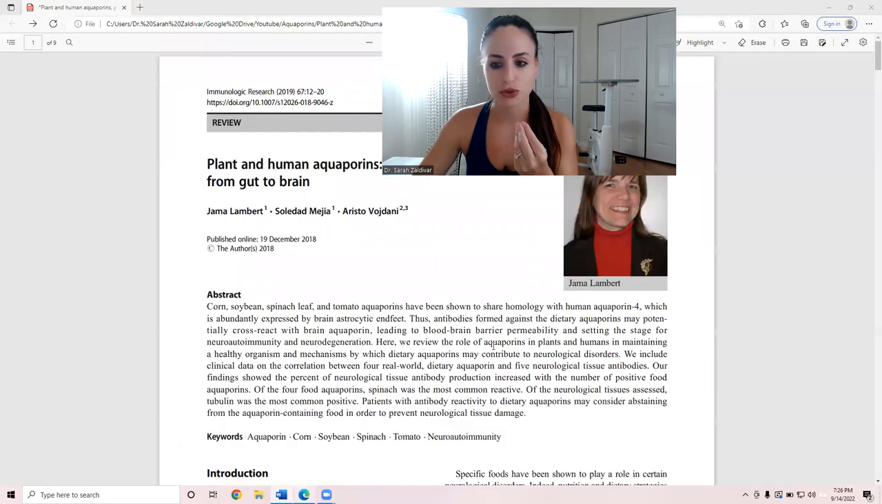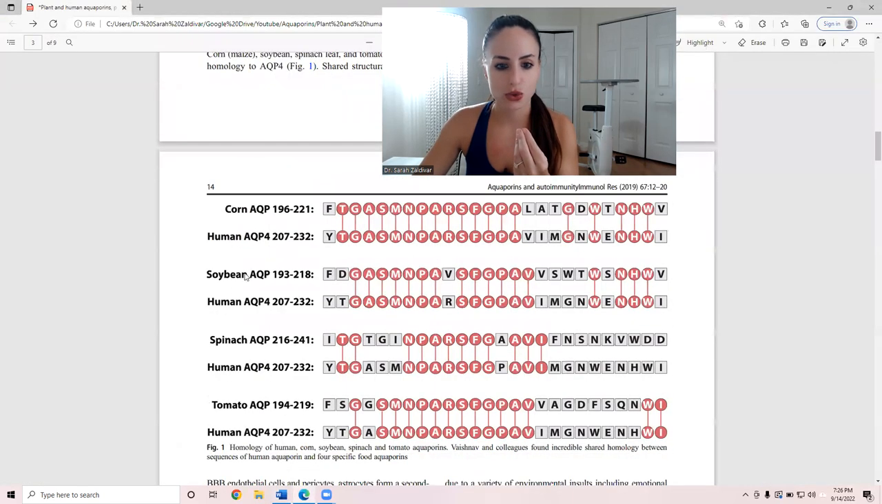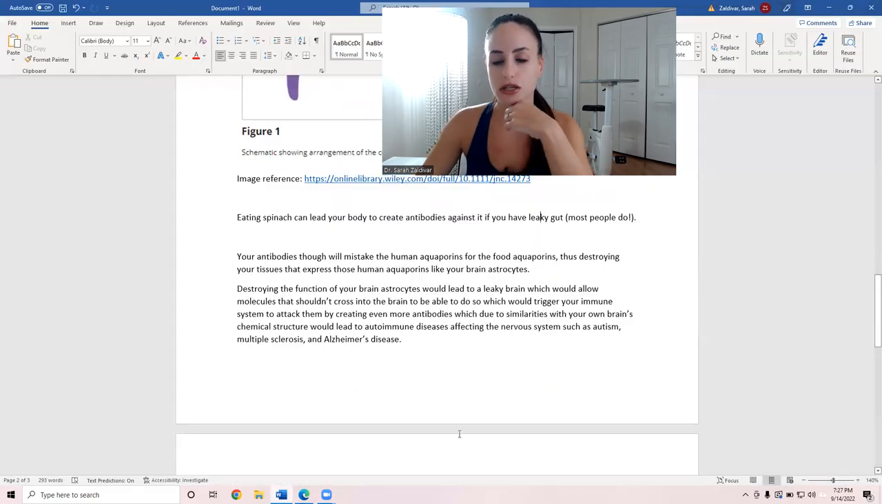And I'm going to try and show you here why they look so similar. So you can see here, soybean or spinach aquaporins and human aquaporins. This is just showing you the sequence of just how similar those proteins are. And so your body mistakes your own body's aquaporins for the invader aquaporins from the spinach, and so it starts to destroy them.